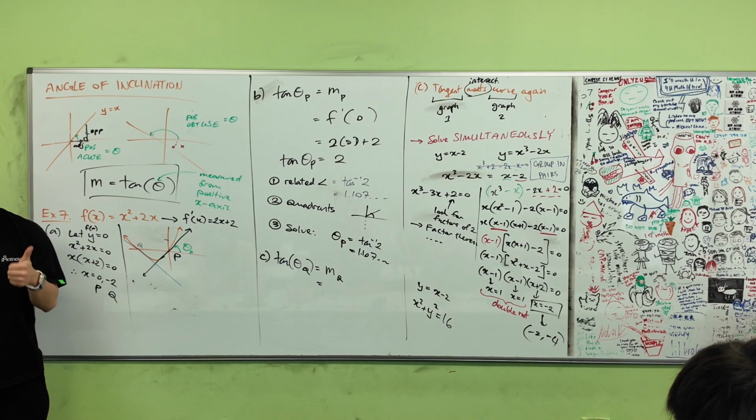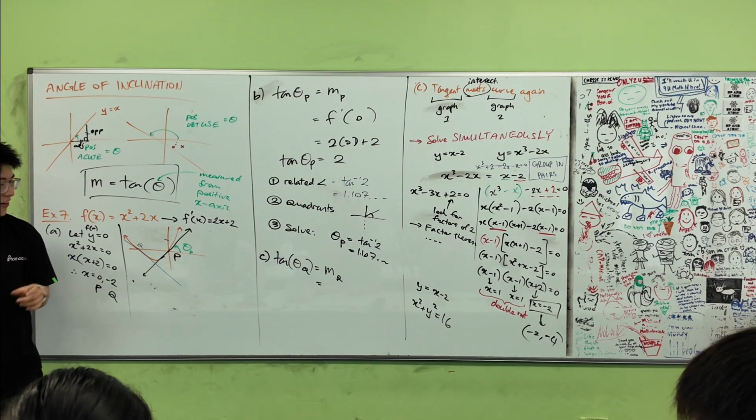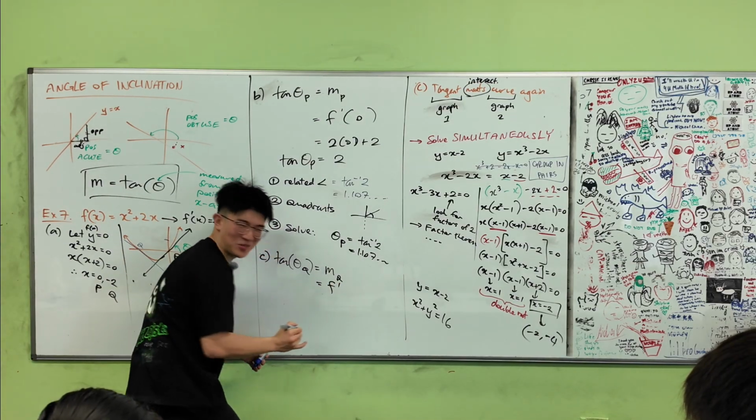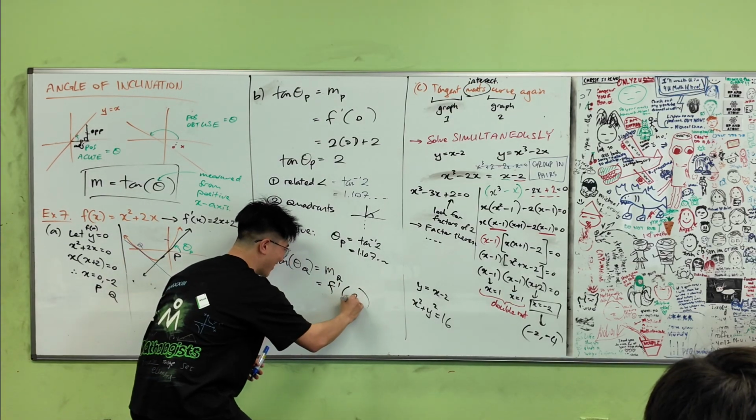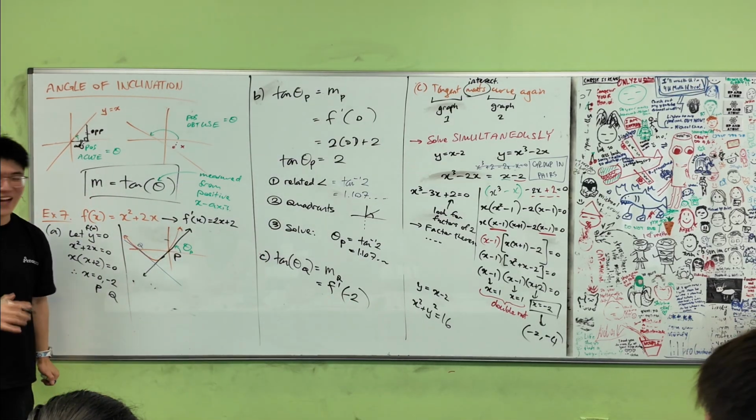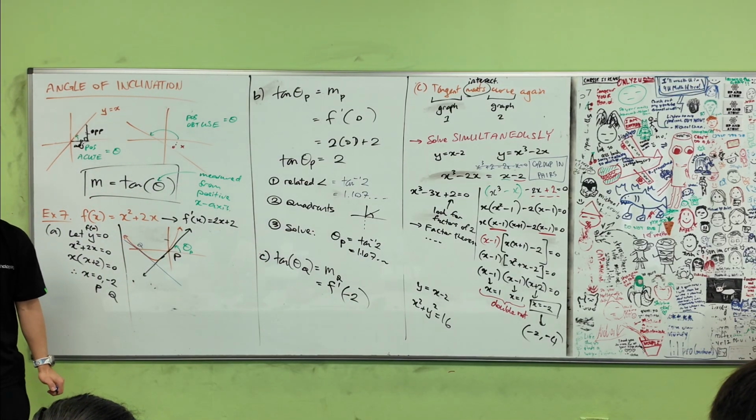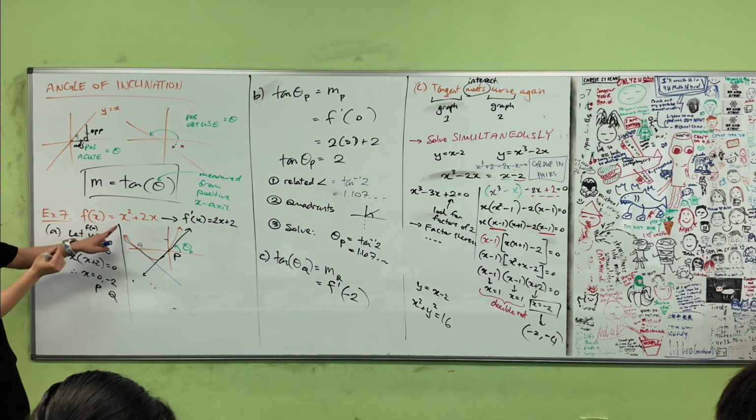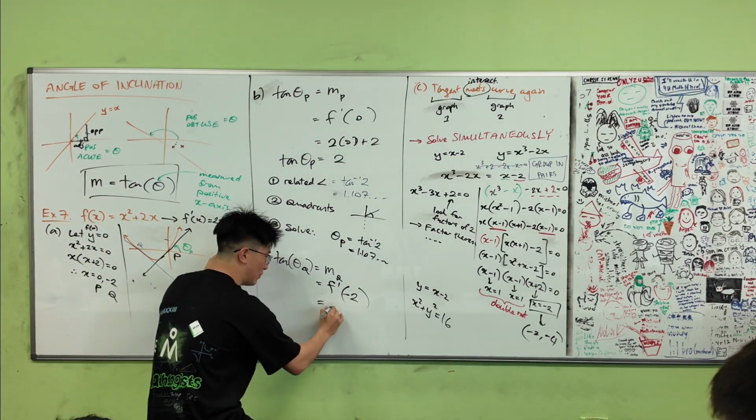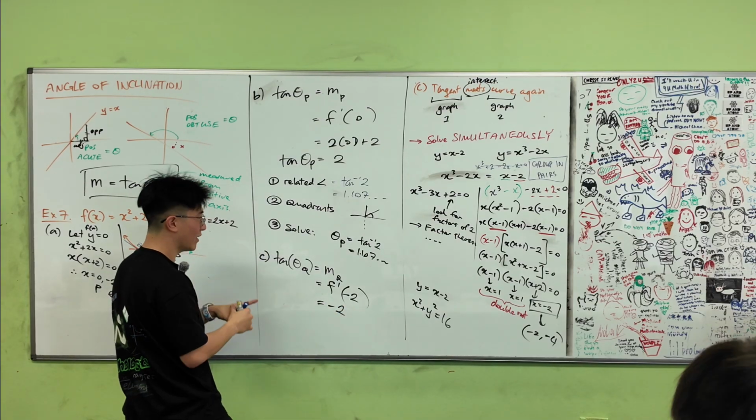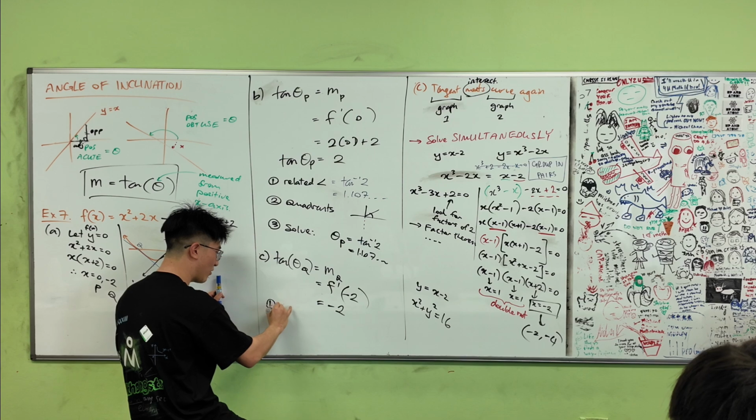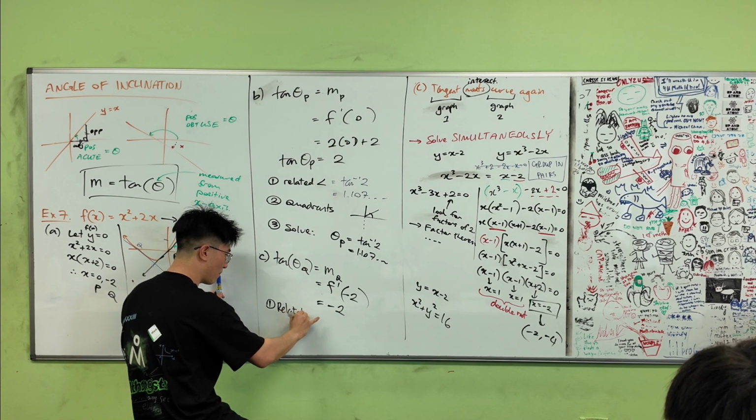Gradient means what? f of x? Does gradient mean f of x? No, gradient means the derivative, right? So f dash, what? f dash of -2 in this case. You're going to plug -2 into the derivative. That is going to be -4 plus 2, which is -2. Okay, clearly you'll see something a little bit different here.